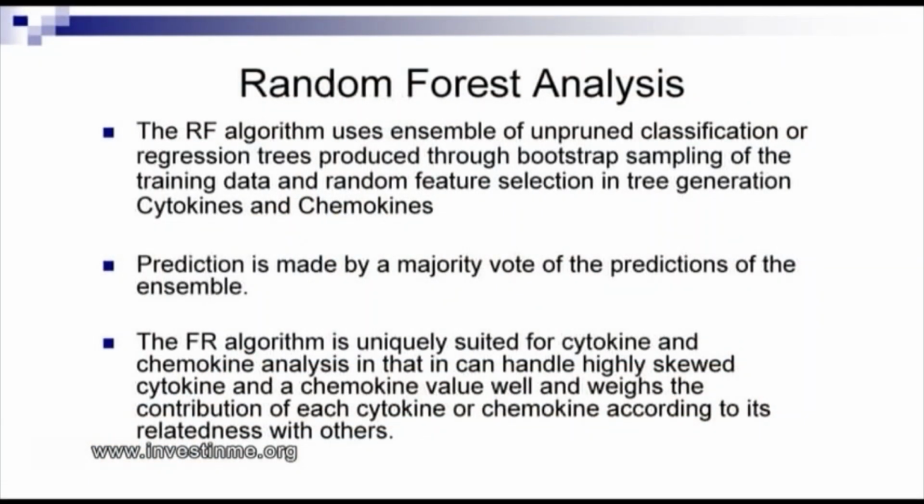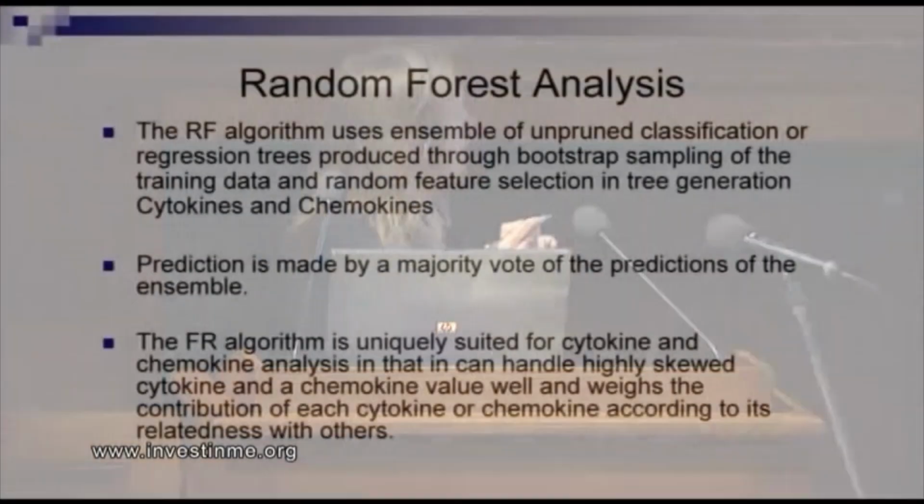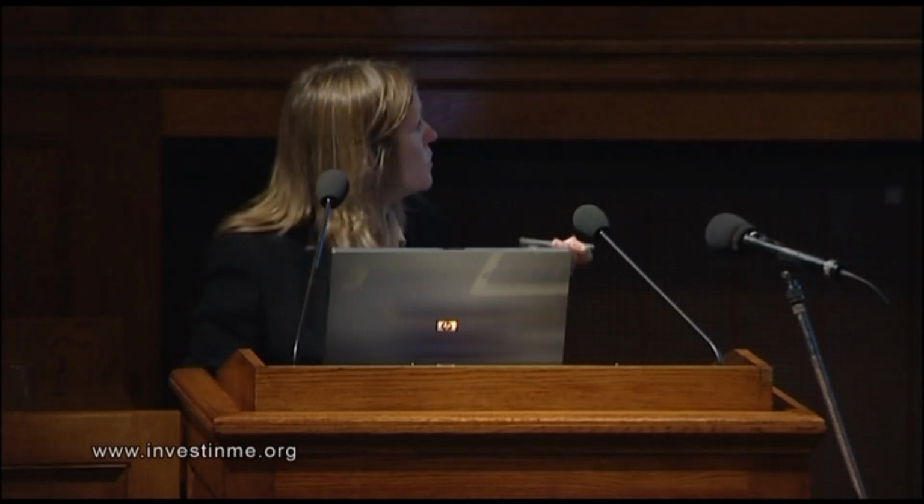So the random forest analysis is another strength of being able to use these powerful statistical analyses. I won't go into this one, it just uses a tree-like unsupervised classification where it doesn't bias the data at all, and it says who correlates with who in what algorithm, what is running together or correlating together in this response that you're seeing across the whole thing. And it's really uniquely suited for the cytokine and chemokine analysis because it can handle the highly skewed data that we see and the variation among individuals quite easily, and it can weight the contribution of each cytokine and chemokine according to its relatedness with others.